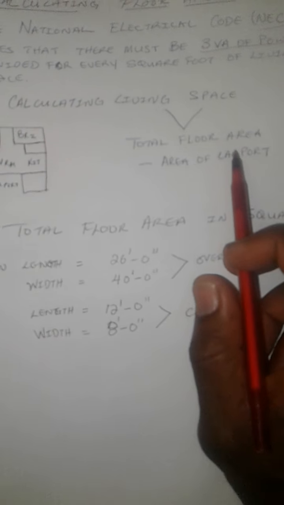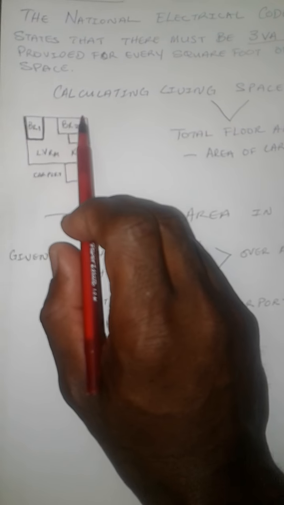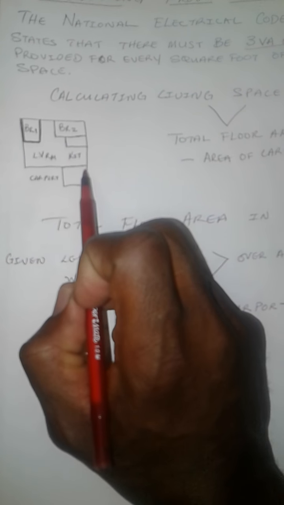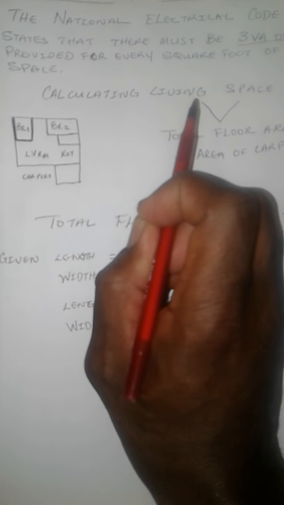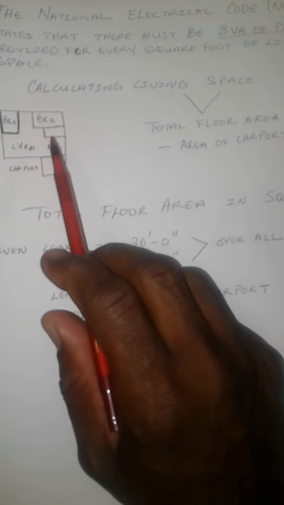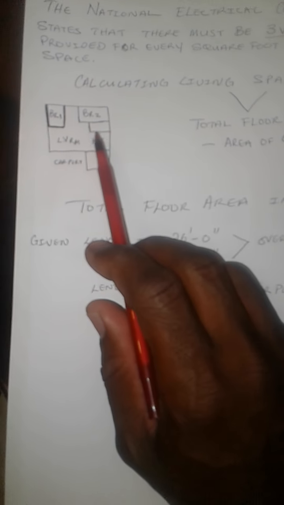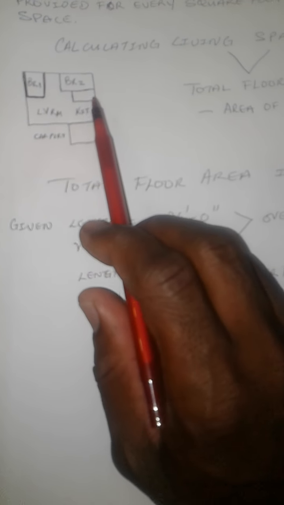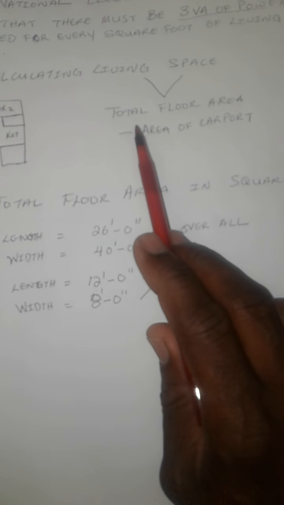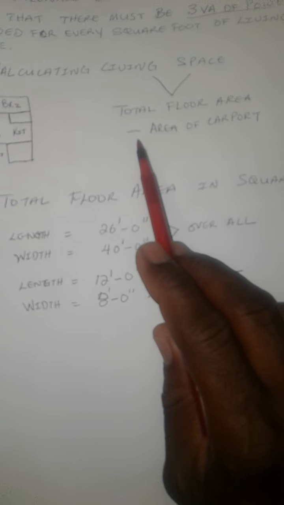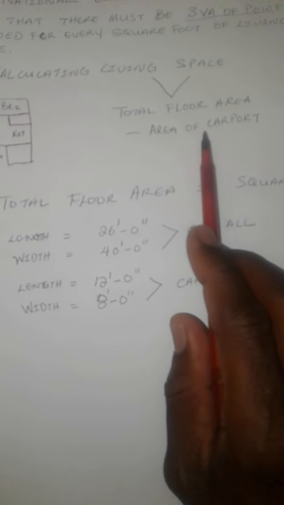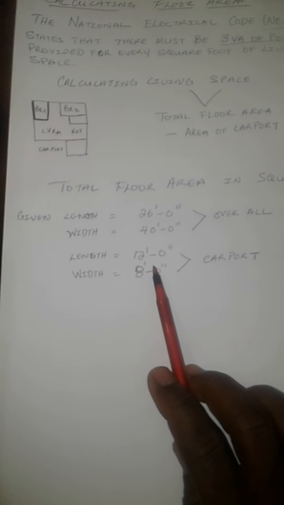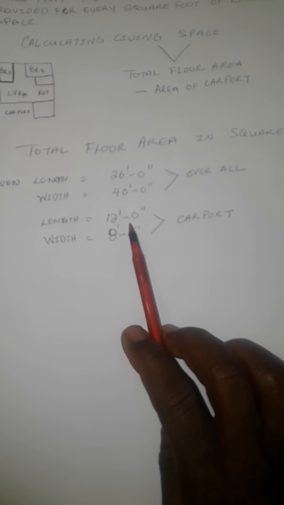Now, in order to calculate the total floor area of this building, we will have to know what is the width and the length. That's the overall floor area. However, the living space is the space where most of the current, or all of the power, will be used at most times. So the living space will be the total floor area minus the area of the carport. So let's put some figures in and let's begin our calculations.